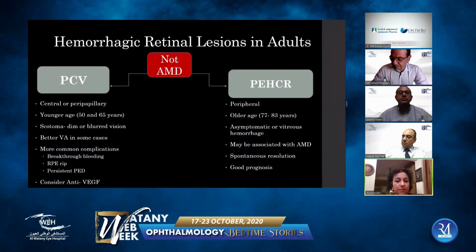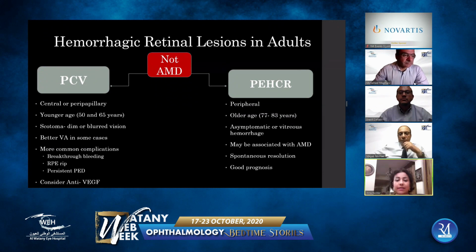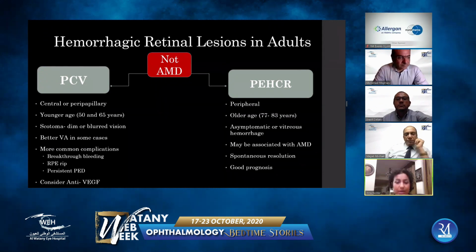If it's not AMD, is it PCV, polypoidal choroidal vasculopathy, or PHCR, which is peripheral exudative hemorrhagic chorioretinopathy? The age group makes a difference. For younger patients, we think PCV, and for the elderly ones, we think PHCR. Right in the center, between 65 and 77, is when you think more of AMD.